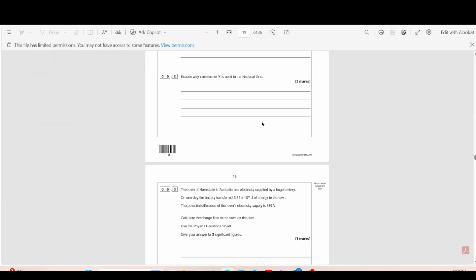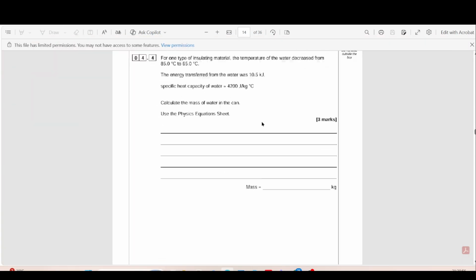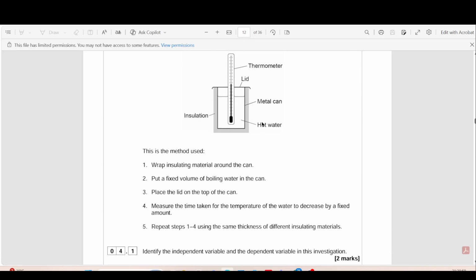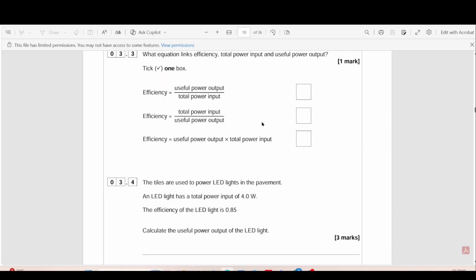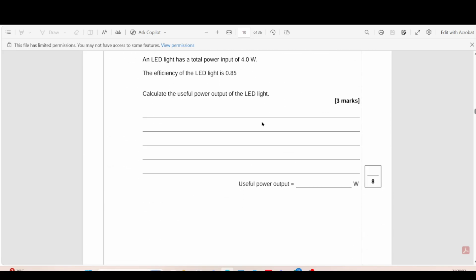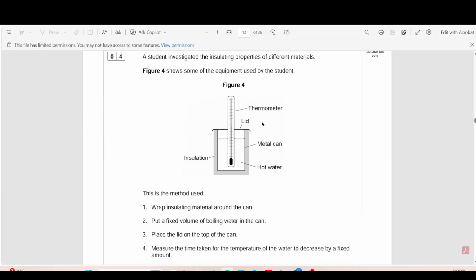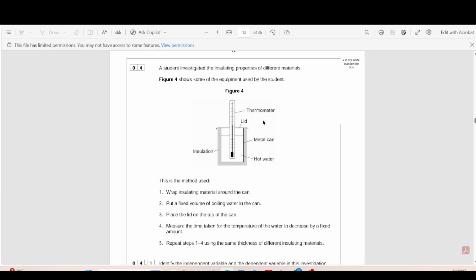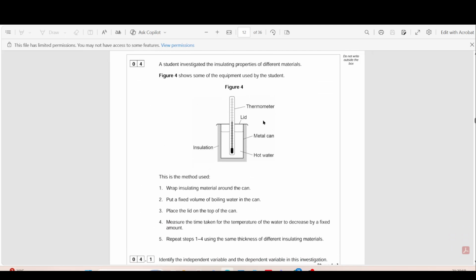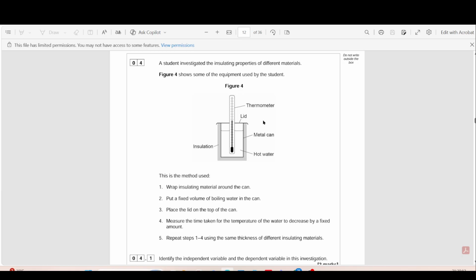This one. Question number 3 point something. 3.4 we did. We have to start with 4, right? Yeah. Okay, so read question 4.